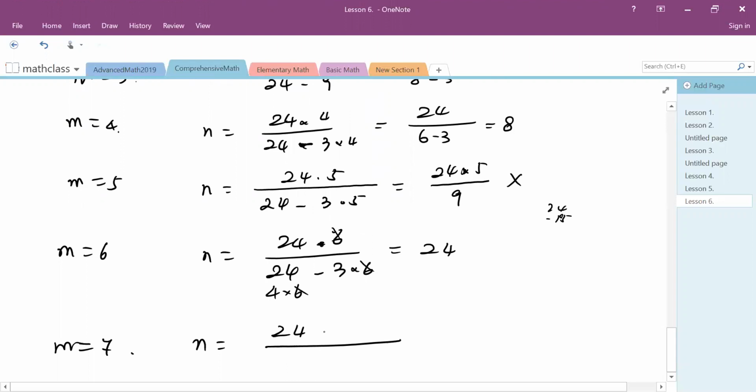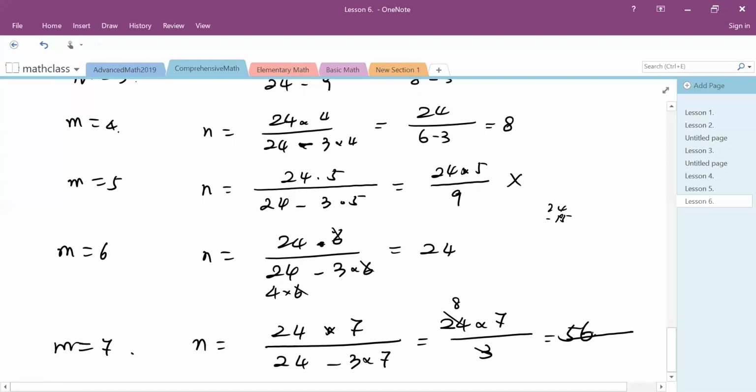It's 24 times 7 over 24 minus 3 times 7. Oh, that's still a possible solution. It's 24 minus 21, which is 3. So that is going to be 8 times 7, so 56. So it looks like 56 is the largest possibility for n, right?